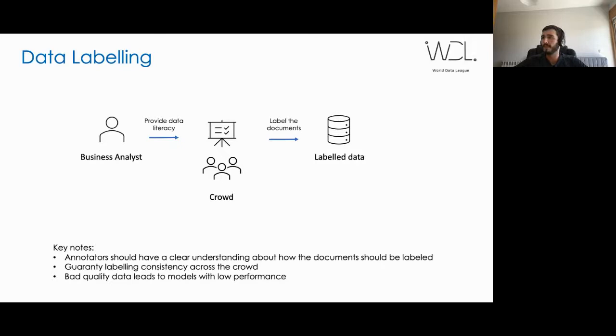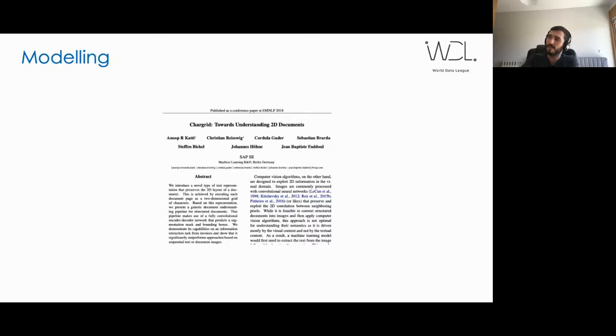Here we have a snapshot of the paper that covers most of this topic of extracting the entities from the documents. Here is the line of research that we have been using for this kind of system. It's called ShareGrid, Sellers Understanding 2D Documents. I will talk a bit about this line of research and how it works.